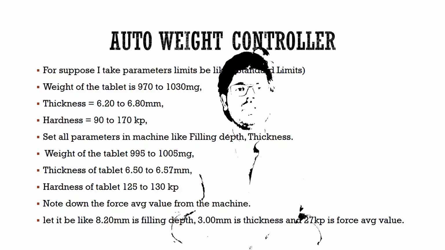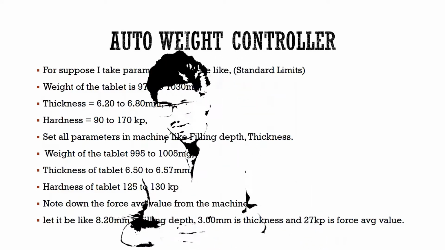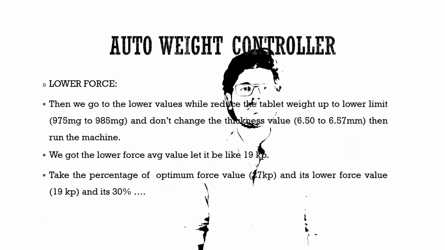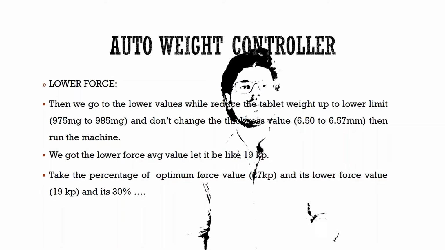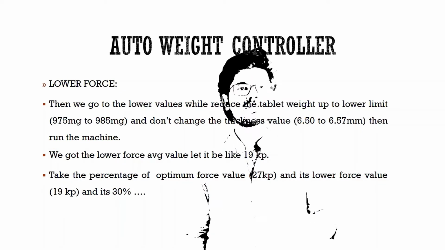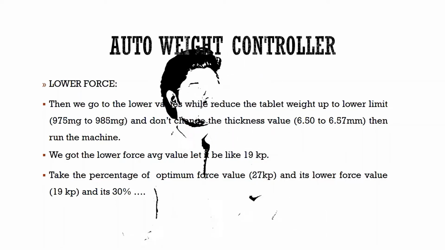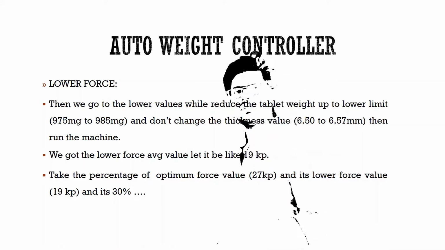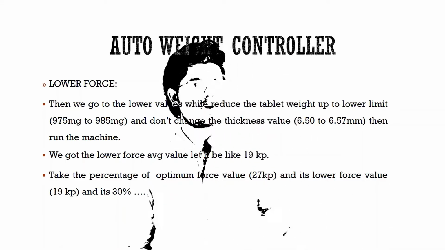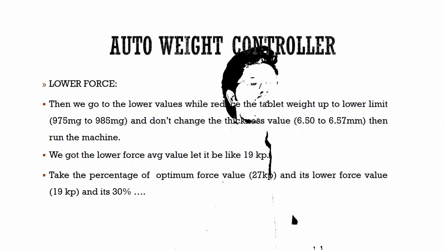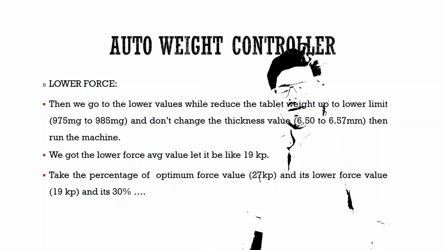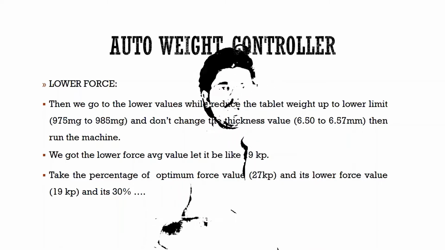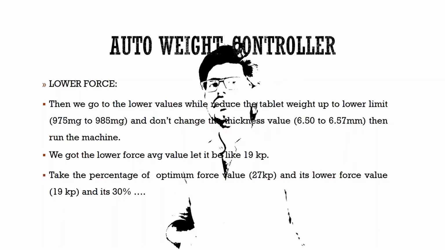Note down all the force average values from the machine. Let it be like 8.20 mm is the filling depth, 3.00 mm is the thickness, and 27 kp is the force average value. Now we set the lower compression force. We go to the lower values while reducing the tablet weight up to the lower limit, that is 975 mg to 985 mg, and don't change the thickness value, that is the value we got previously in the optimum parameters, like 6.50 to 6.57. Don't change that value, then run the machine. We got the lower force average value, let it be like 19 kp.